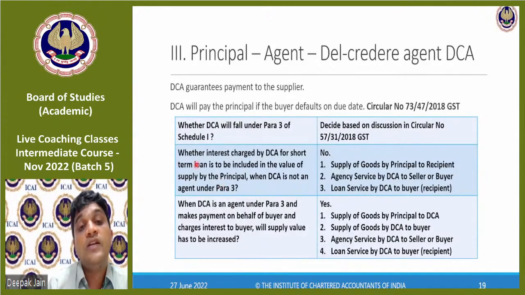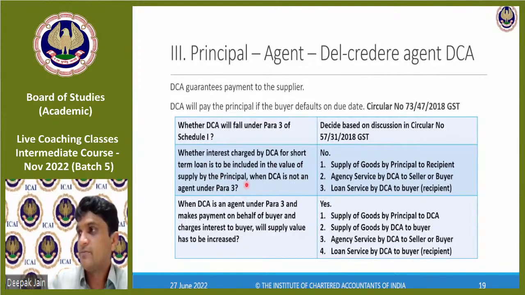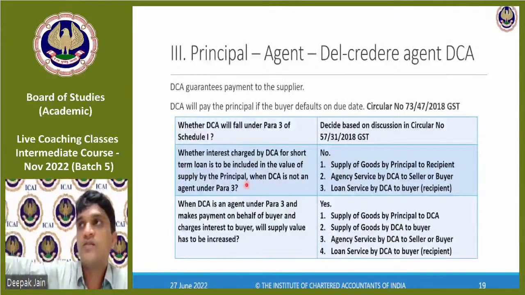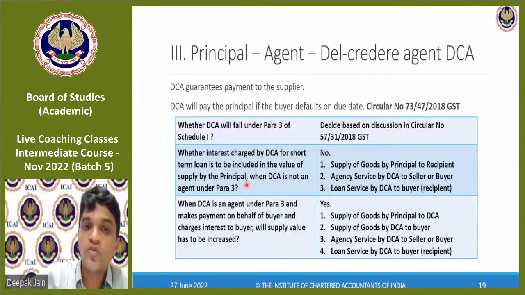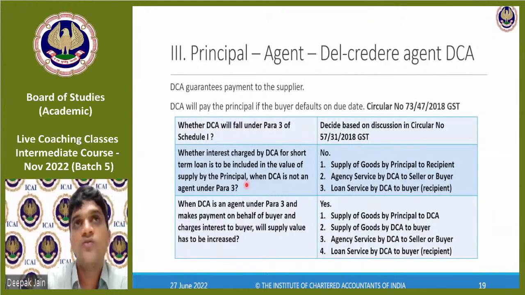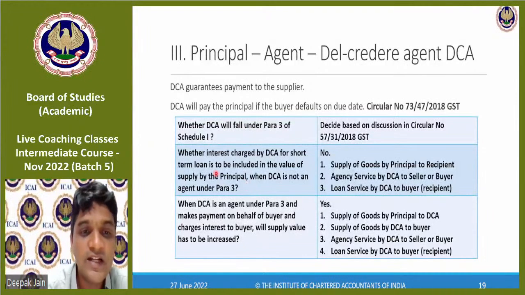Now, whether interest charged by a del credere agent for a short-term loan is to be included in the value of the supply of the principal. Wherein the del credere agent says that, I have agreed that I will give your cash to the supplier, so you take a loan from me, but you pay off the money because I don't want my commission to be affected. So the interest charged by the del credere agent for the short-term loan is to be included in the value of supply by the principal when the del credere agent is not an agent under para 3.